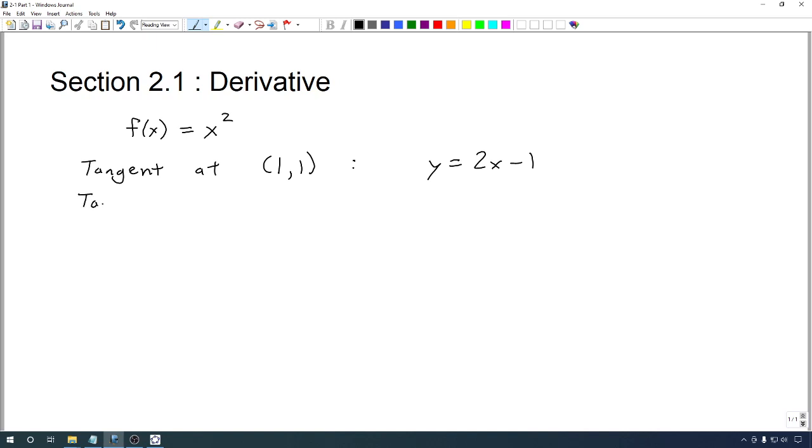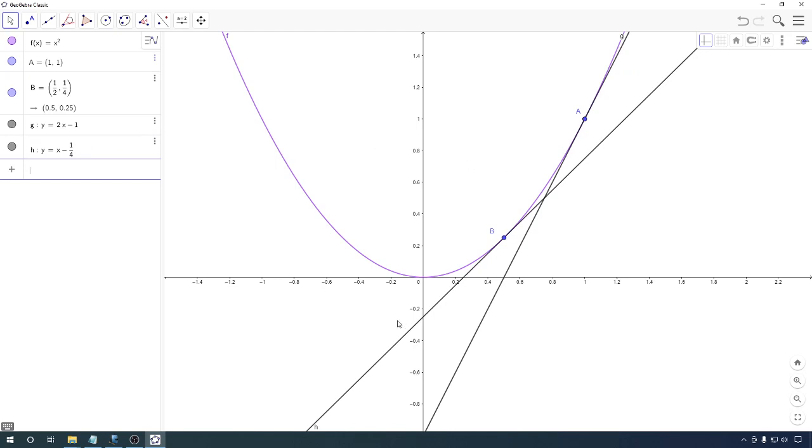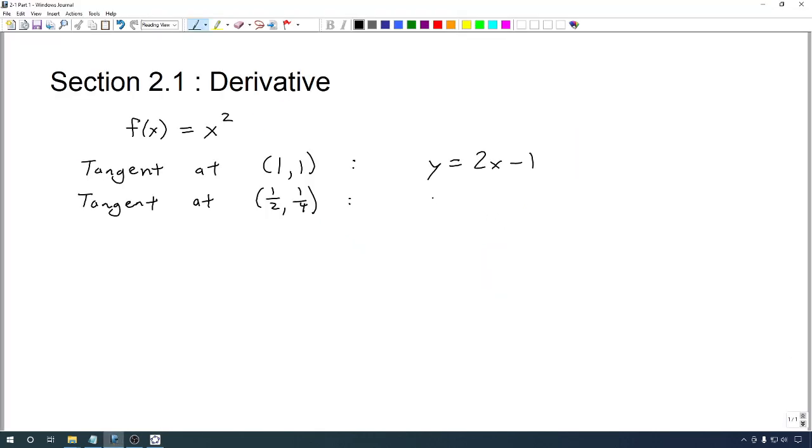We can also look for our tangent at our other point, (1/2, 1/4). If we go back to our graph here, I'm going to plot the line y equals x minus a quarter, and that line will hit at B, and only at B, and it's going to be the tangent line at that point. Again, how I actually got that, we'll get to through the course of this section. So let's put that in here: y equals x minus 1/4.